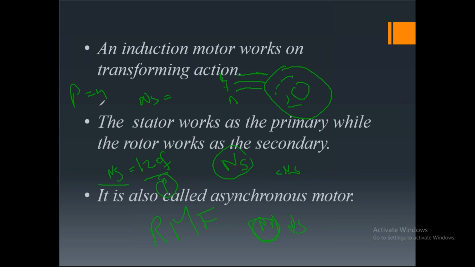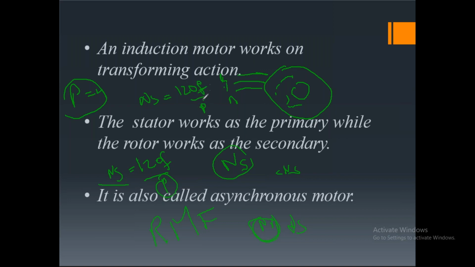The number of poles are 4. I'm asking the value of Ns. What is the value of Ns if the number of poles is 4? Right, 1500. So how? The formula is 120 f divided by p, right?